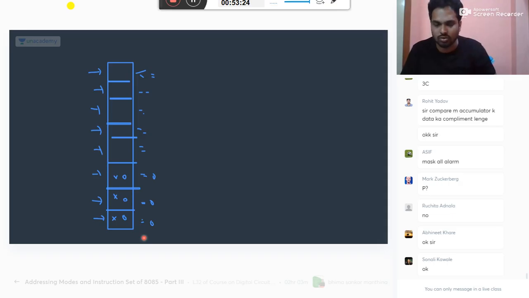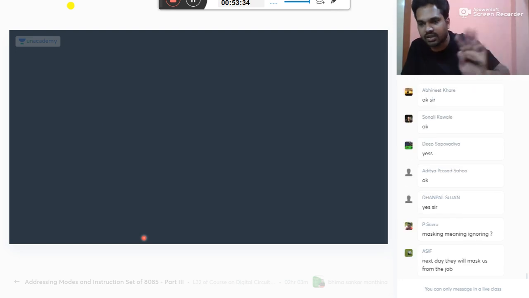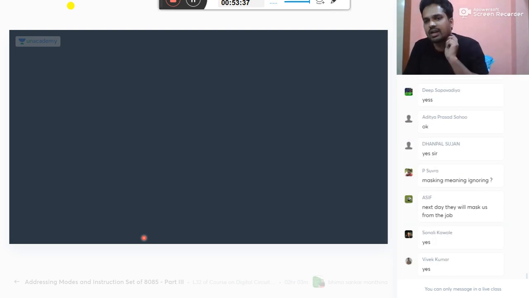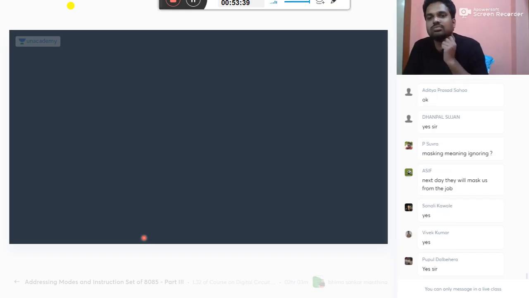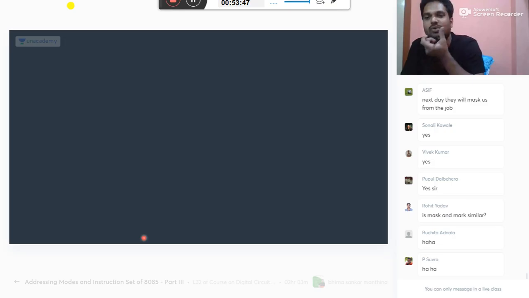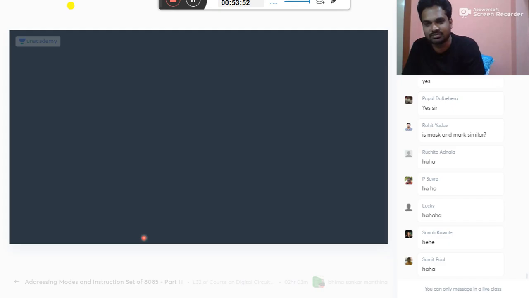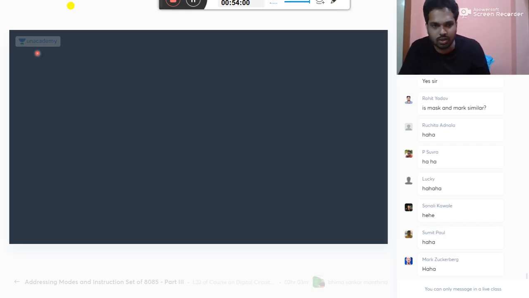So now the next one, the advantage of the OR operation. Logically, the OR operation can be used to set a particular group of bits. This is also one of the applications of the OR operation.